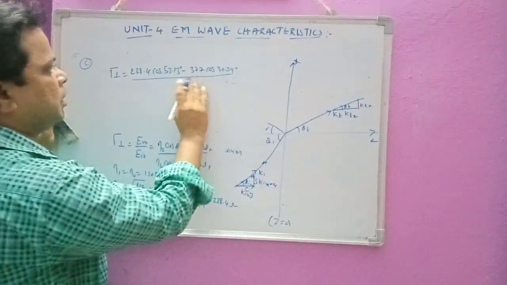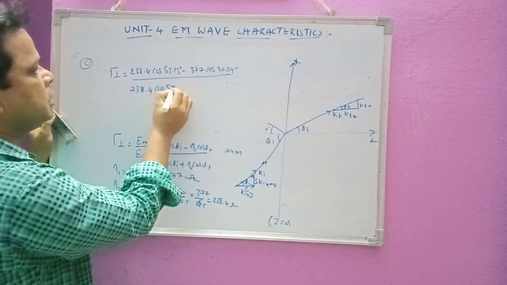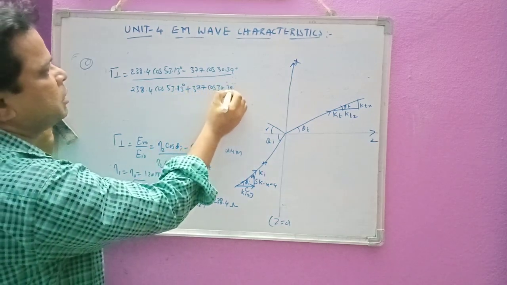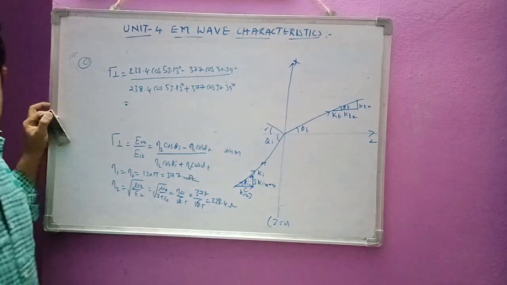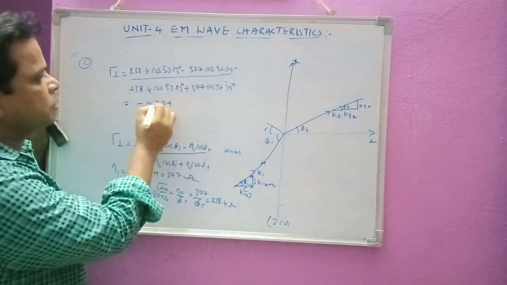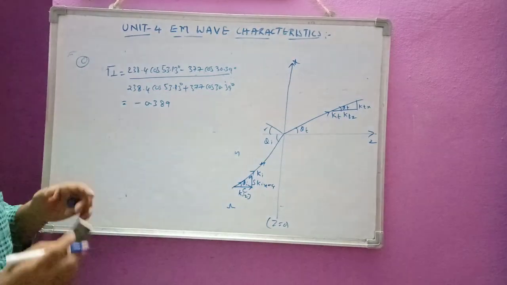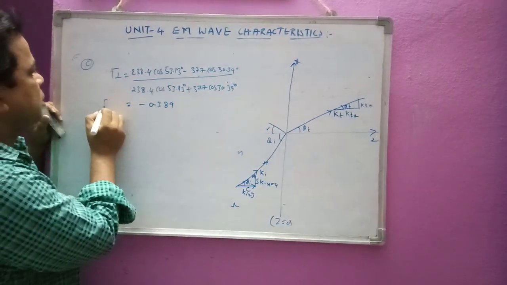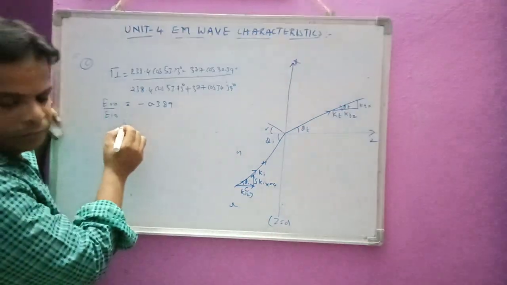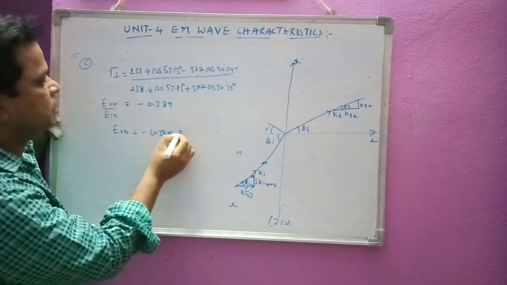Next, eta 2 is 238.4 cos 53.13 degrees plus 377 cos 30.39 degrees. You can check by using your calculator. It will turn out to be minus 0.389. Okay, and we have to use the formula ER naught by EI naught, that is equal to minus 0.389. So ER naught is equal to minus 0.389 into EI naught.